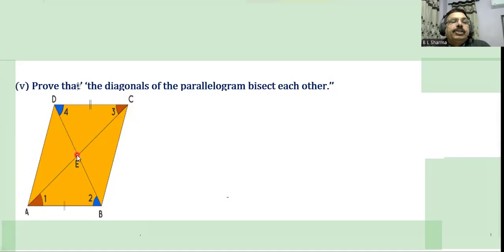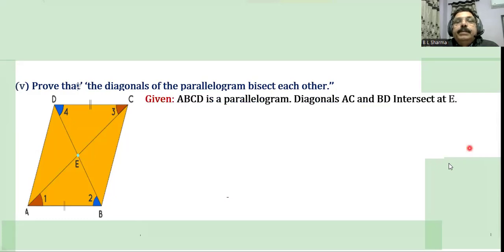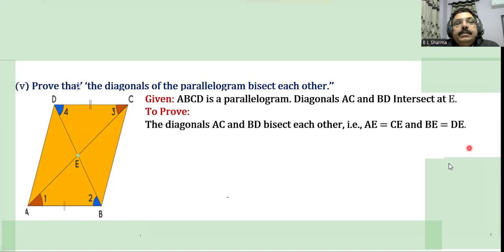What do we mean by bisect each other? Means E is the midpoint of diagonal BD. E is the midpoint of diagonal AC. ये हमें प्रूव करना है कि E है ये diagonal AC का और diagonal BD का midpoint है. Given ABCD is a parallelogram, diagonals AC and BD intersect at E. Then to prove AE is equal to CE and BE is equal to DE, means E is the midpoint of diagonal AC as well as diagonal BD. How to prove?